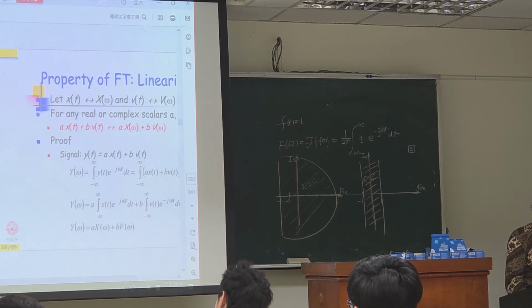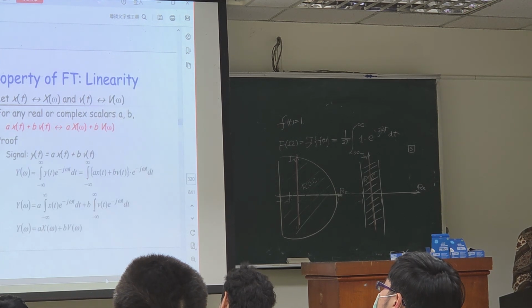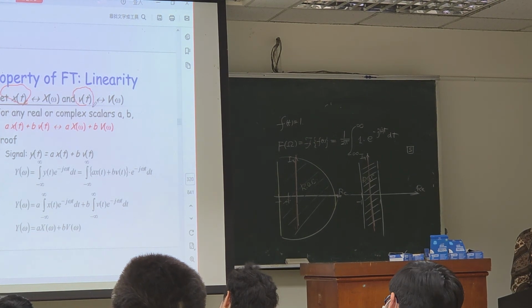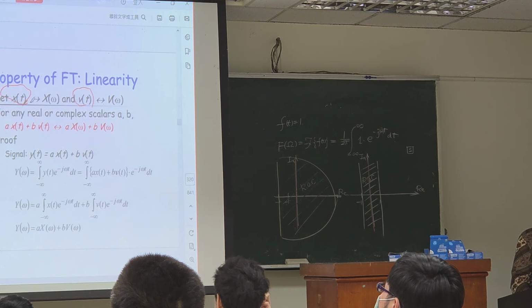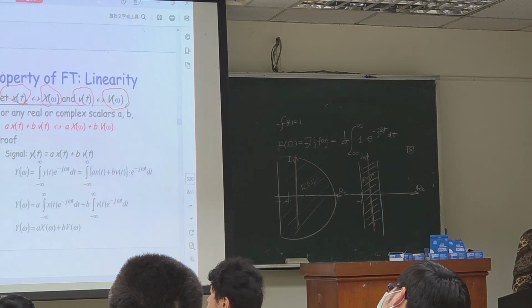Right, one more time, the Fourier transform is a linear function. The way to prove it is straightforward. Suppose we have two functions. One is x of t, the second function is v of t, and the Fourier transform of x of t is capital X of omega. And capital V of omega is the Fourier transform of v of t.